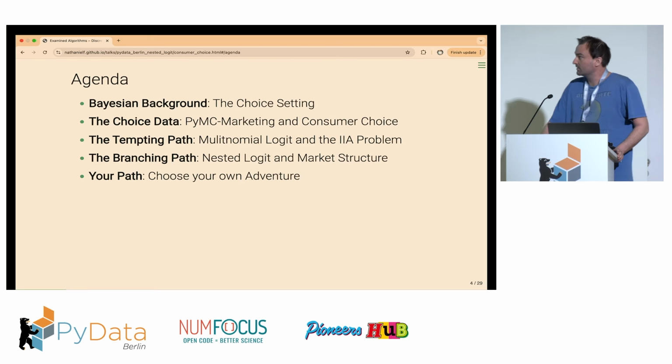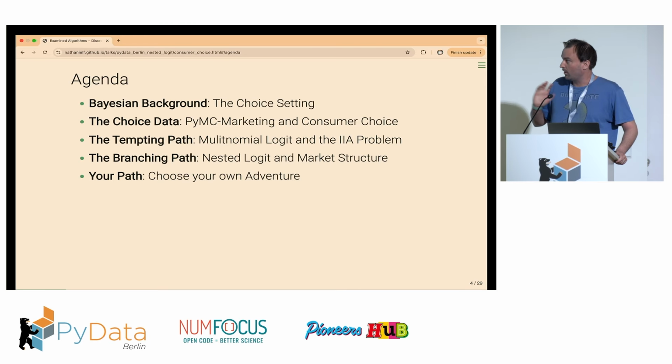So the agenda of this talk is five-part. We're going to give a little bit of broad Bayesian background on the choice scenario setup. We'll talk about what the choice data looks like. I'll speak briefly about what PyMC Marketing is, and then I will describe a problem. I will talk about the multinomial logit model, which is a type of discrete choice model that has some deficits. But going into the deficits, we'll highlight what we need to fix to do discrete choice well, which I will then give you the solution to by showing the nested logit model and how to encode market structure in your consumer choice modeling. And then I will invite you to build your own models with PyMC Marketing.